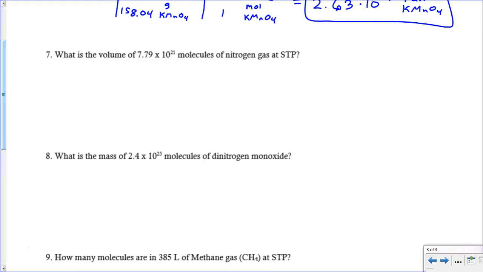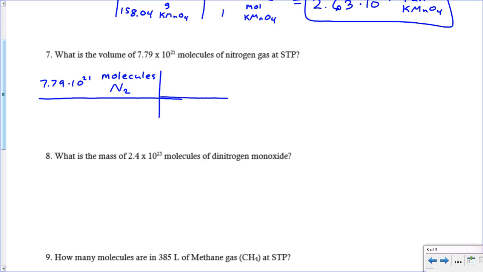All right, number 7. It says, what is the volume of 7.79 times 10 to the 21st molecules of nitrogen gas? So we're looking for volume, and I'm given molecules. So we start with molecules. 7.79 times 10 to the 21st molecules of nitrogen gas. That's N2, because nitrogen is diatomic.